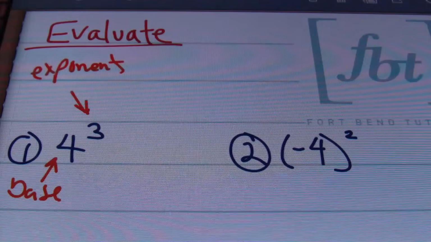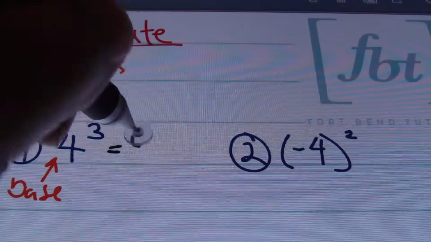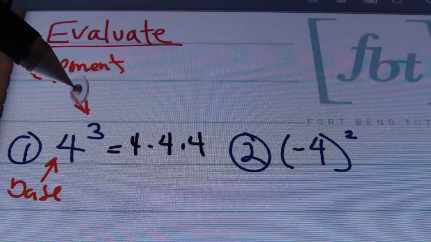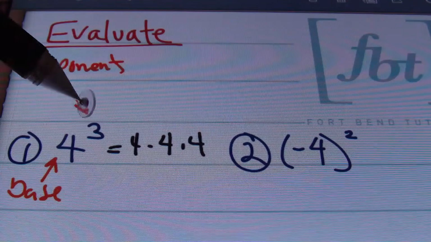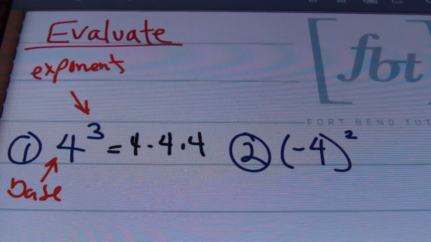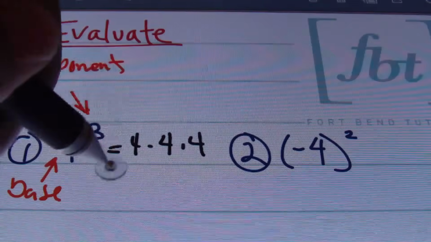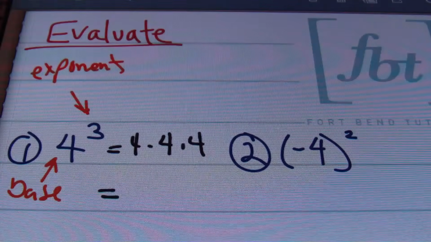The meaning of 4 to the third power, ladies and gentlemen, is 4 times 4 times 4. In other words, the exponent tells you how many times to multiply the base times itself. So since I have 4 to the third power, this means 4 times 4 times 4. In addition, since they're asking us to evaluate these problems, you'll need to find out what that answer is. So you'll need to simplify it after you know what the meaning is.